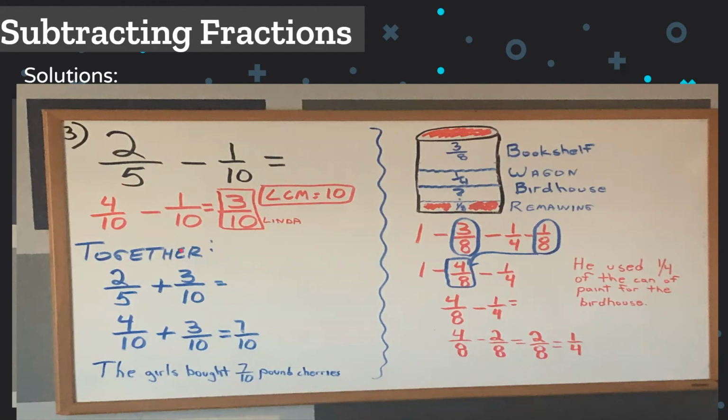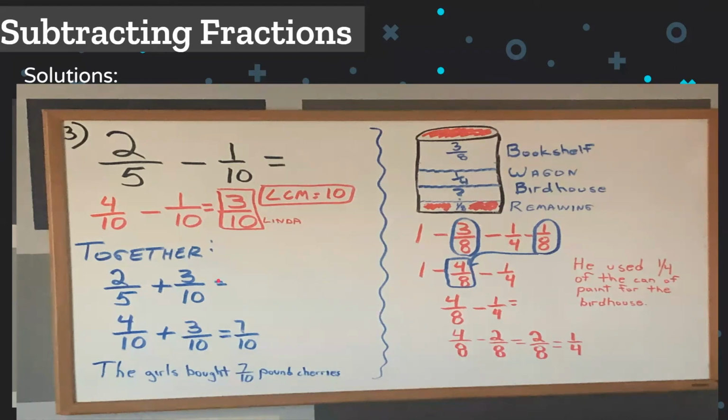So the answer to our question was, how many did they buy together? Well, that's going to be an addition problem of 2/5 plus 3/10. Once again, we need to look at our lowest common multiple. It's going to be 10. So 2/5 should become 4/10. Some of these should be coming automatic for you by now. And then 3/10 we don't do anything to. We're already there. So 4/10 and 3/10 is 7/10. And what is 7/10? The girls bought 7/10 of a pound of cherries. That's how many cherries they bought together, and that's the answer to question number 3.